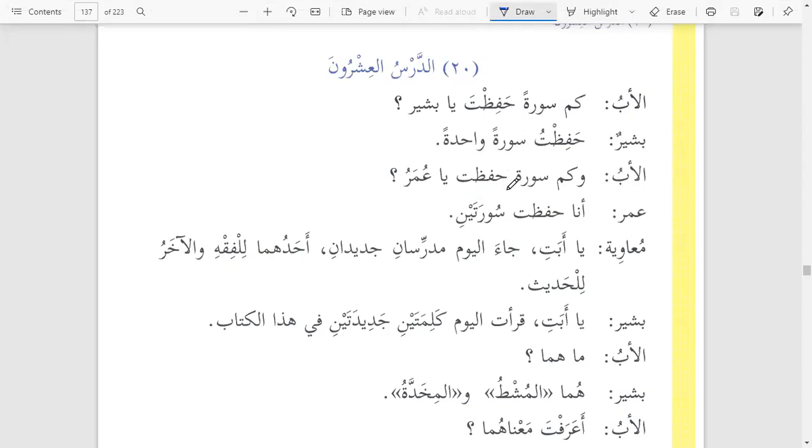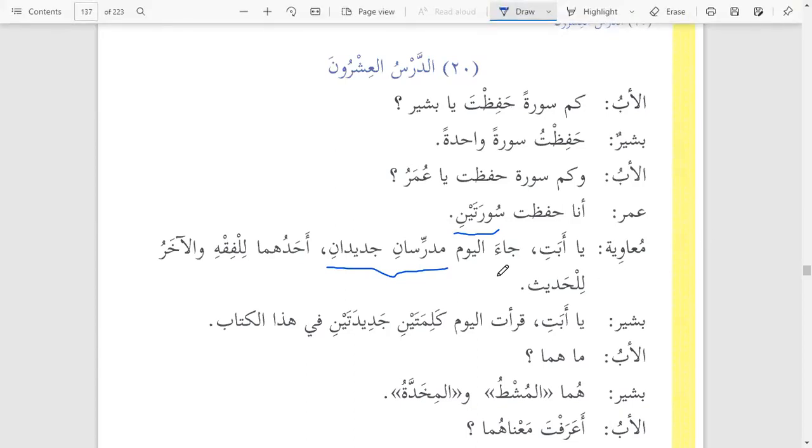It is maf'ul bihi. We know that the dual will always be ani, aini, aini, tani, taini, taini. So when we have ani or tani, that will always be used in the place of the subject, whereas aini or taini will always be used in the place of the object or in the place of majroor. So when we say ana hafidtu, this is fi'l wa fa'il, and surataini is maf'ul bihi. So ana hafidtu surataini, I have memorized 2 surahs.